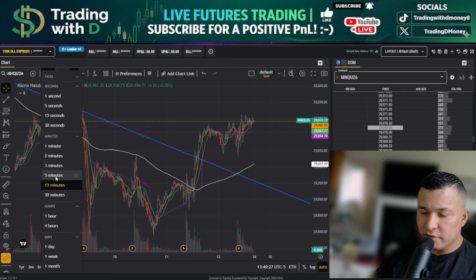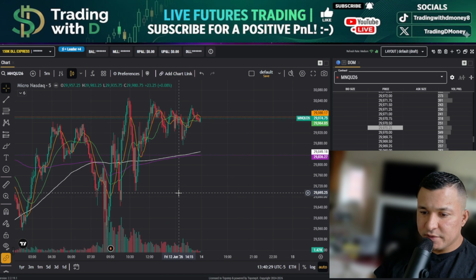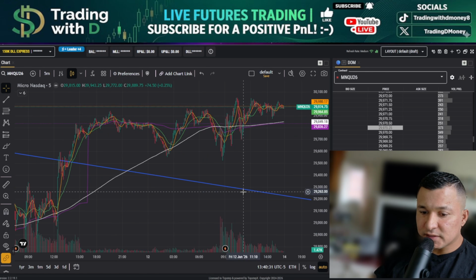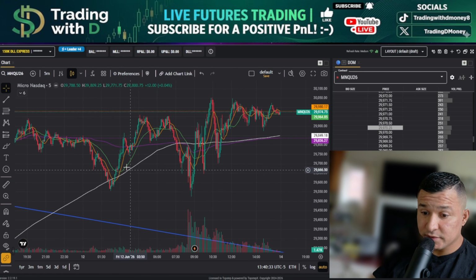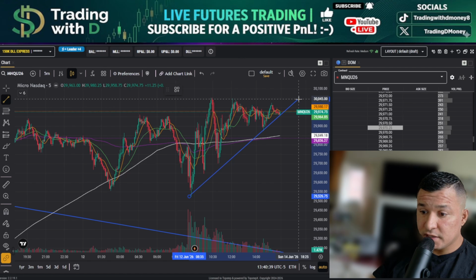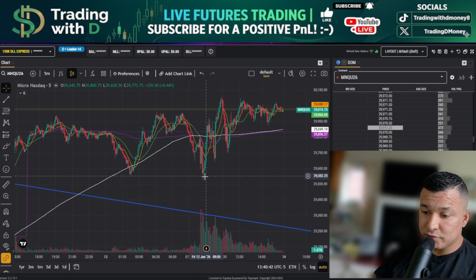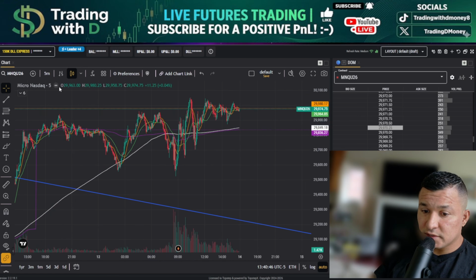Now if you go a little lower, 5 minutes, right? 5 minutes usually has a lot of noise. It's hard to identify the trend sometimes because, as you can see here, we stayed in a little consolidation. But if you grab a little line here, you see that we are forming kind of an uptrend from those lows. You had support here, you had some resistance here.